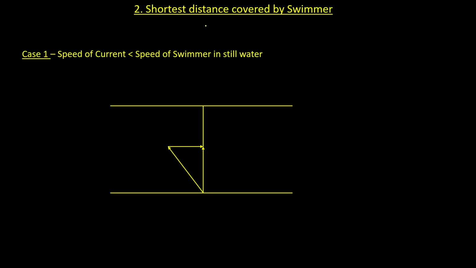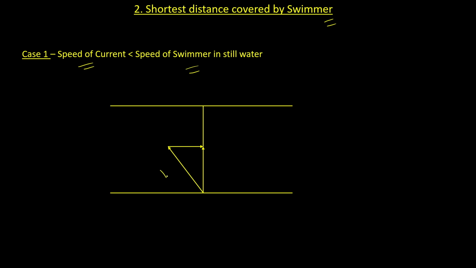Now let us move towards another concept. This is the shortest distance covered by the swimmer. In questions involving swimming across the river, it is generally asked to find the shortest distance covered by the swimmer. So wherever you see these kinds of questions, first of all you need to be very careful regarding the speed of current and the speed of swimmer in still water. So there are two cases I have discussed over here. The first case is when speed of current is less than speed of swimmer in still water.